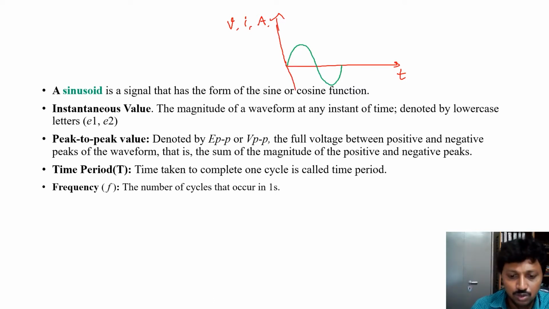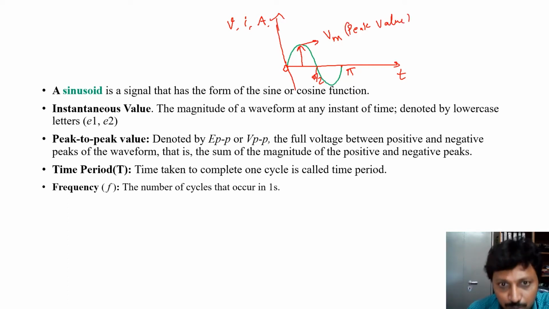You see that it starts from 0. This is 0, this is pi by 2, and this is pi. Here Vm, from this point to this point, is called Vm. So what is Vm? Vm is the peak value.